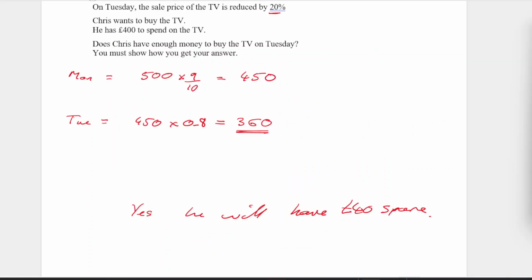So again, on Monday I did 400 times by 9/10, which gave me 450. On Tuesday I said 450 times by 0.8 would be 360. So I finished it with a yes, he will have £40 spare.